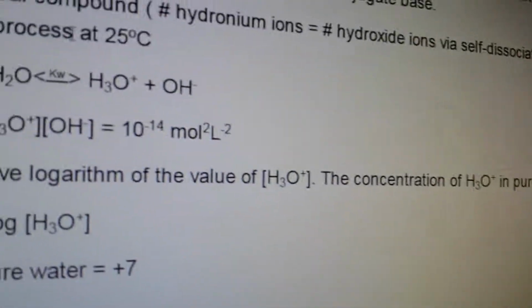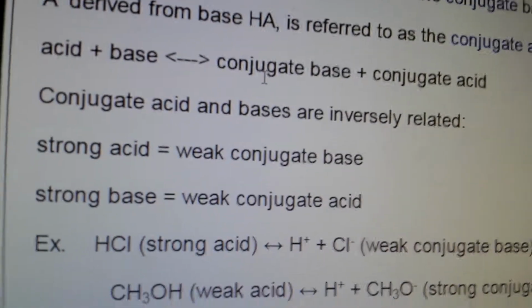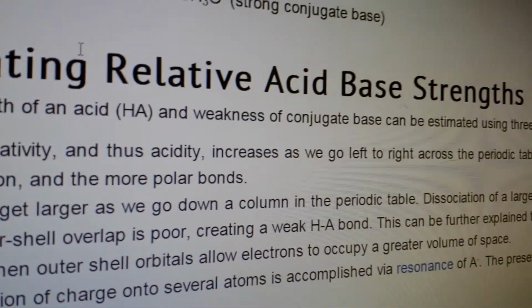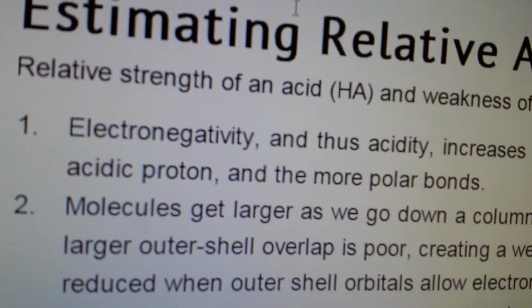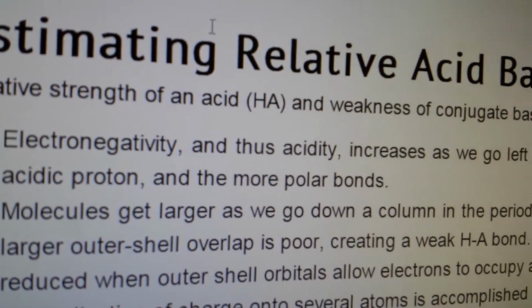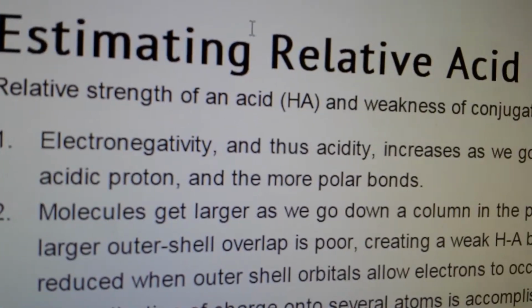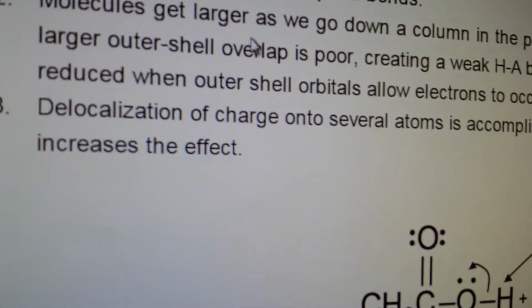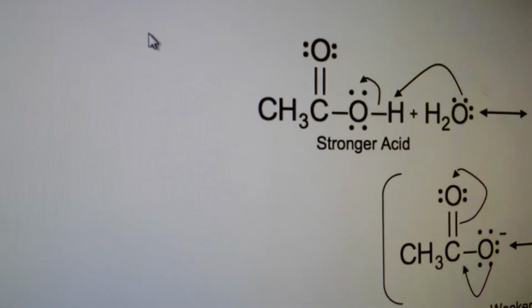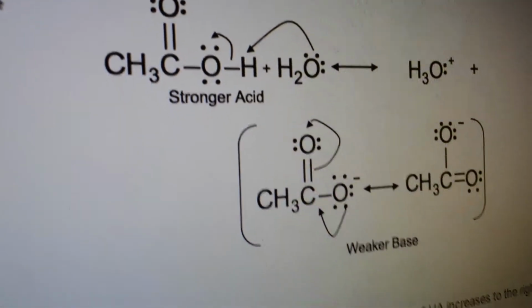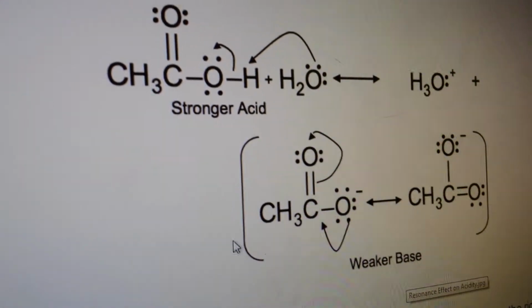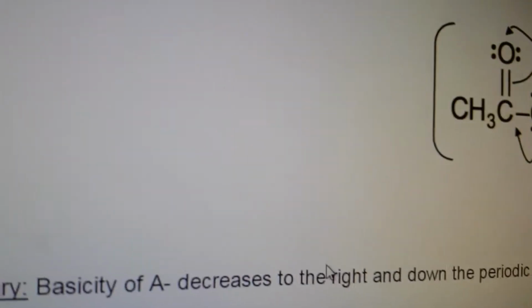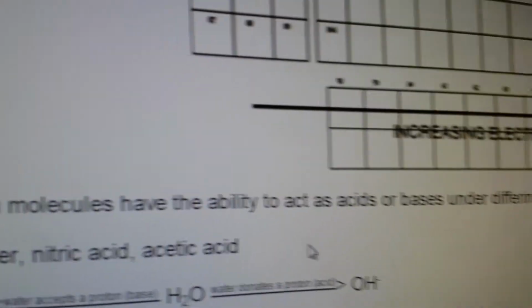We gave these examples, and other examples where we talk about estimating relative acid base strength. We said how you can estimate, and we talked about electronegativity, the more electronegative, the more acidic, and we told how the trend of electronegativity goes in the periodic table. This was an example: when this is a strong acid, your base will be weaker, and vice versa. This is a periodic table.